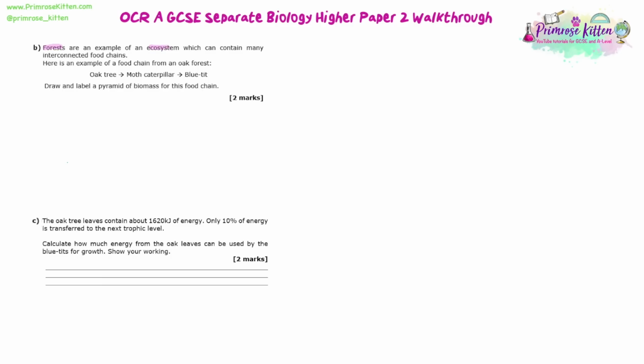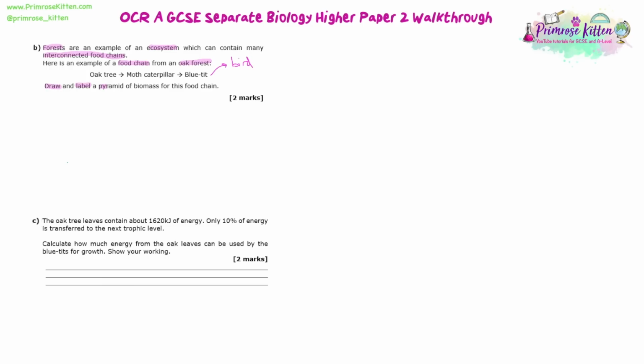Forests are an example of an ecosystem which can contain many interconnected food chains. So there's questions about food chains. Here is an example of a food chain from an oak forest. Oak tree, moth caterpillar, blue tip. So remember the arrows show the direction of the energy transfer. And if you're not sure what a blue tip is, it's a bird.